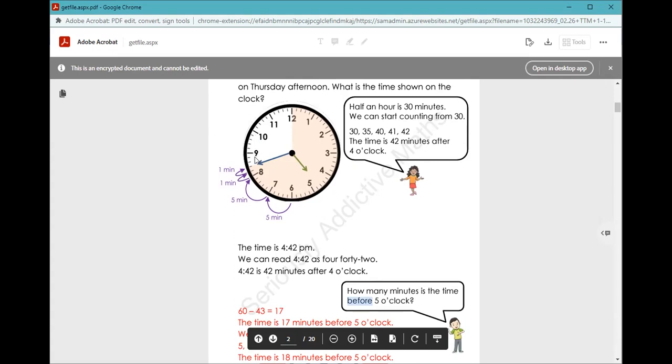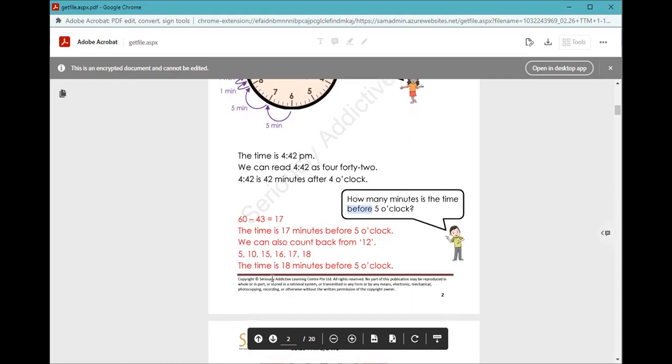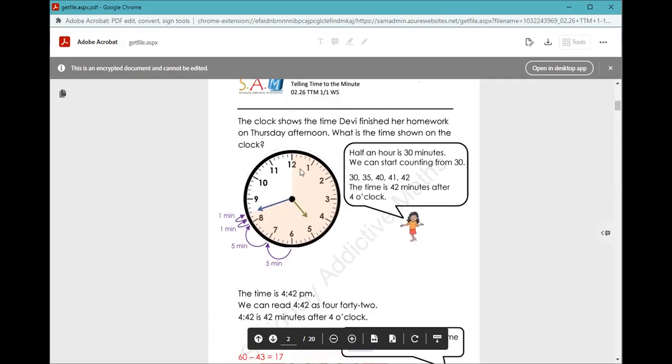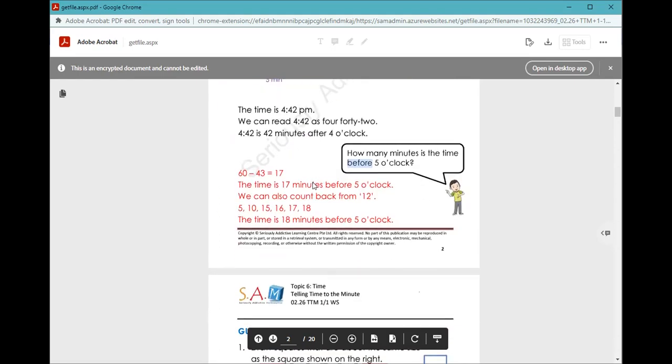So that's one way of doing it. Is it 17 minutes? Actually, no, it's 18 minutes before 5 o'clock. I think there's a typo here. Isn't it 18? Let's see. Yes, it says 43, but it's actually 42. Okay, I didn't read this part earlier. So it's 18 minutes before 5 o'clock. I think there's a typo here, they got it wrong, so let's not confuse them. We can count it this way instead.